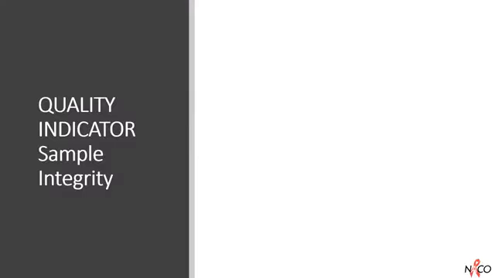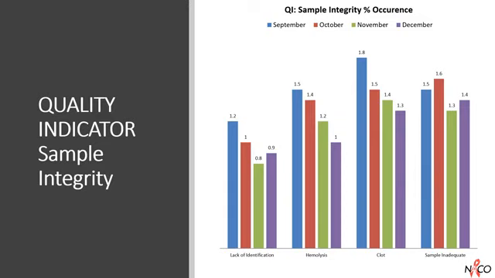To give an example, this is a bar diagram to represent the specimens rejected from September to December in a laboratory due to various sample rejection criteria like lack of identification, hemolysis, clot, and sample inadequacy. A bar chart, as you can see, helps us to visualize any quality indicator in a better way and thus provide a corrective and preventive action in a more effective manner.